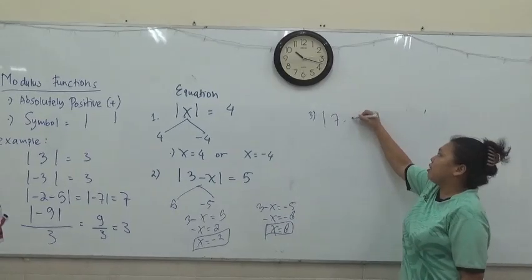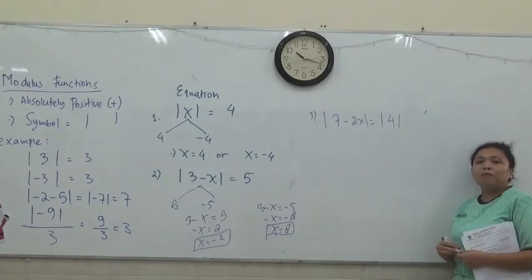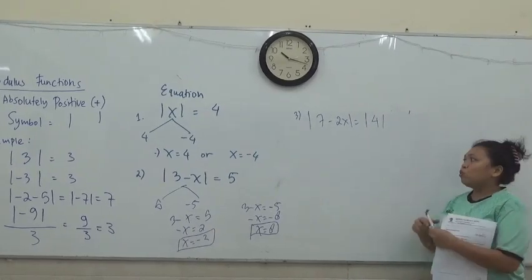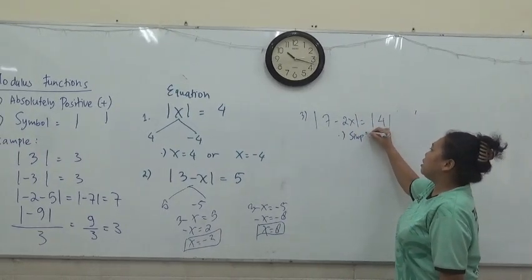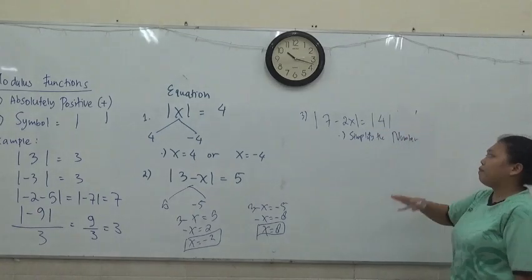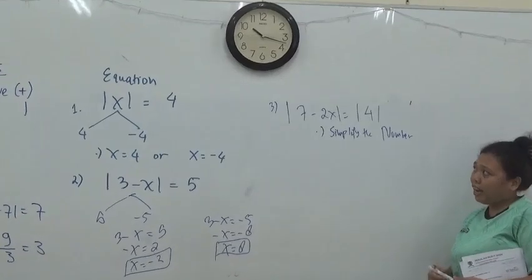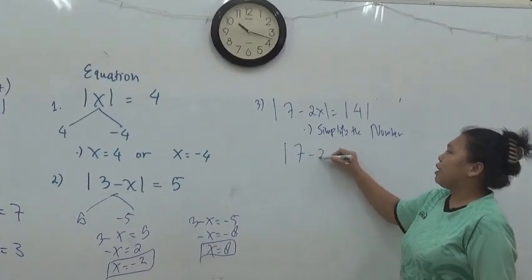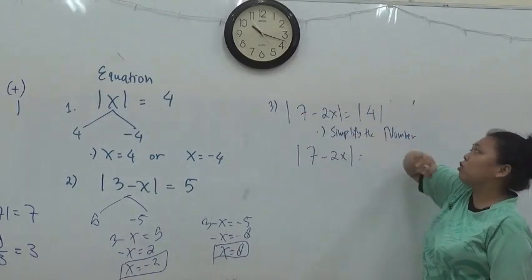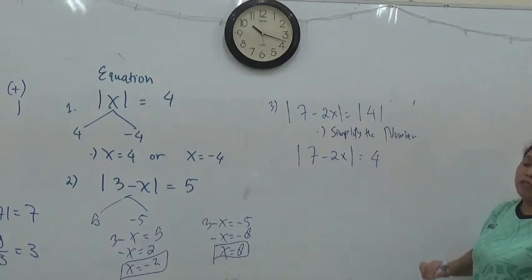Okay, we go to the next example, number 3. The absolute value of 7 minus 2x equals the absolute value of 4. Okay, so now you have a double absolute bracket. What you need to do is simplify the constant number. If you have a constant inside a bracket, you need to simplify it. So, what is the absolute value of positive 4? We cannot solve the bracket with x, we can only solve the one with the number. So the absolute value of positive 4 is just positive 4.